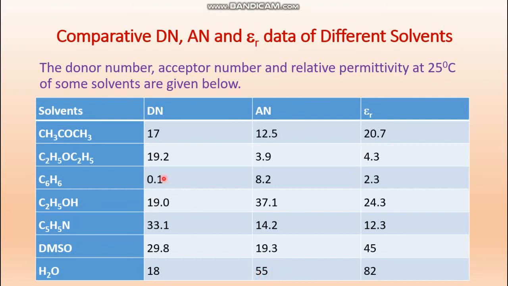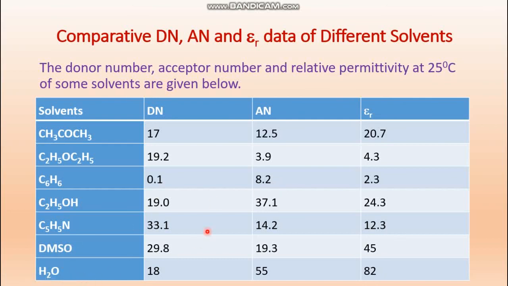Very simple. When SbCl5, in 1,2-dichloroethane solution, is dissolved in benzene, it is releasing only 0.1 kilocalorie per mole of energy. When triethyl phosphine oxide is dissolved in benzene, then only 8.2 kilocalorie energy is released. So this way we can comparatively study the relative acidity and basicity of the solvents.